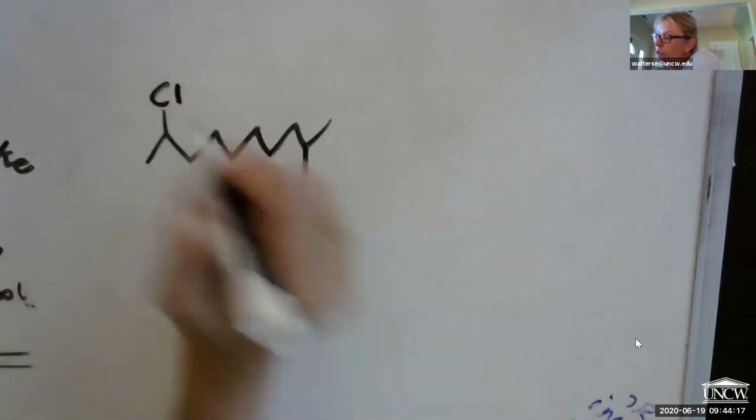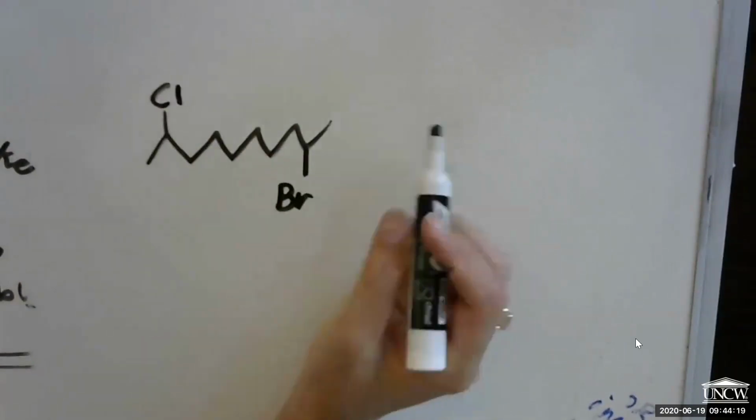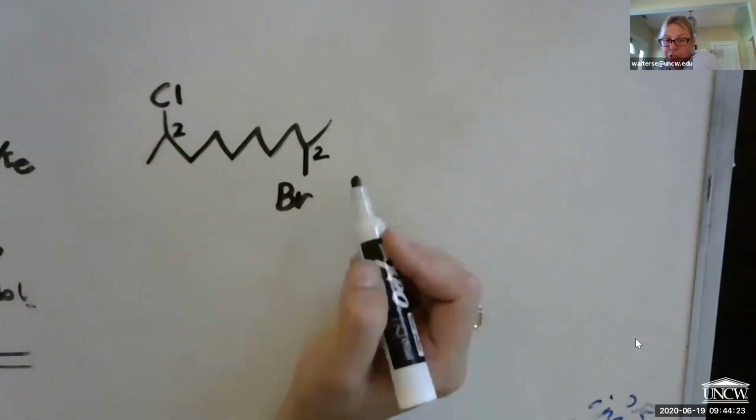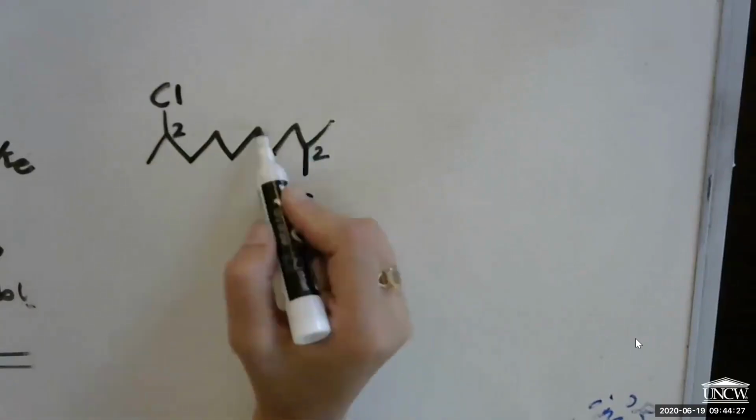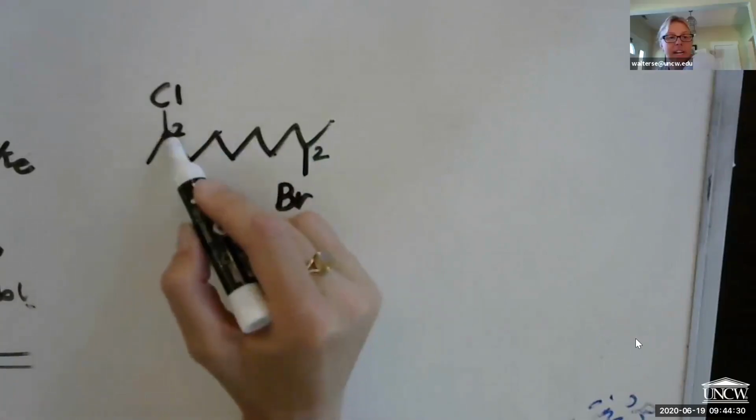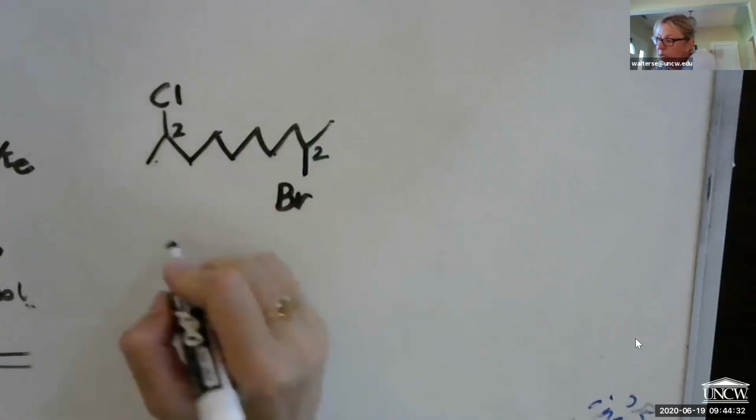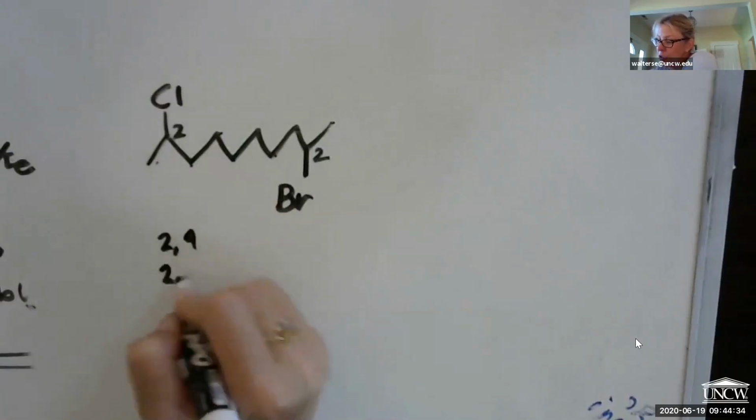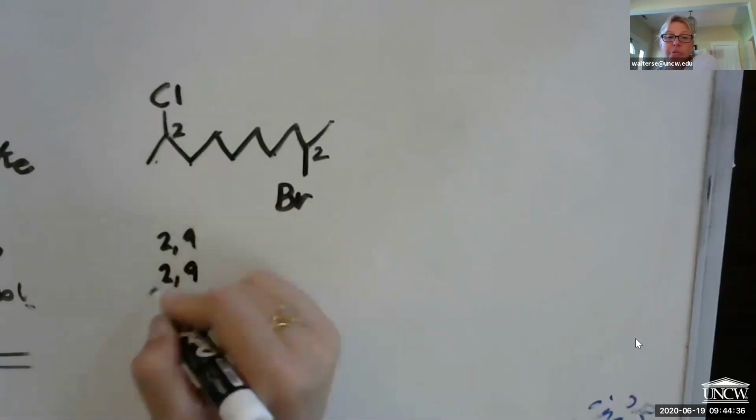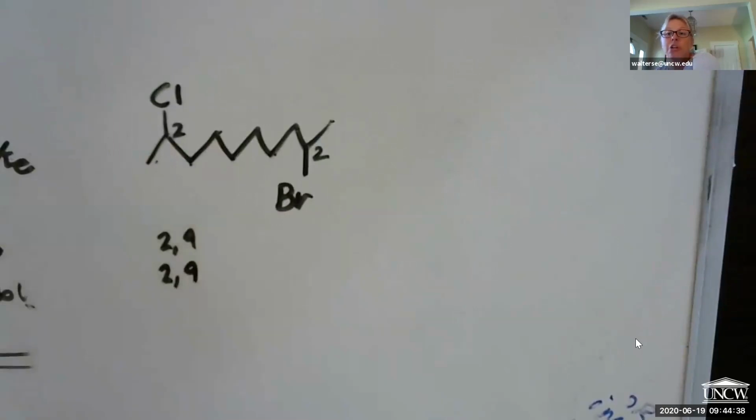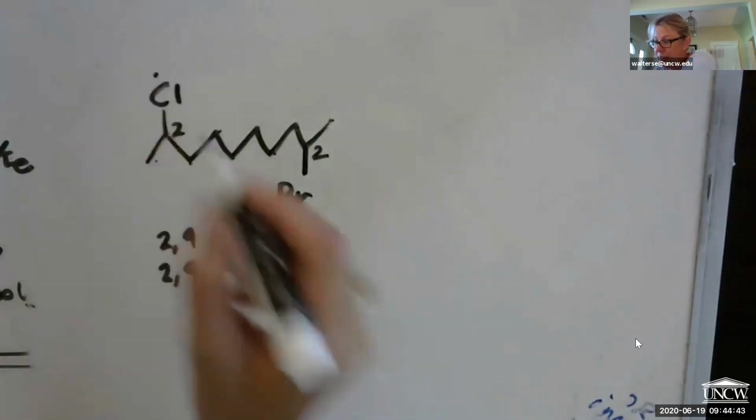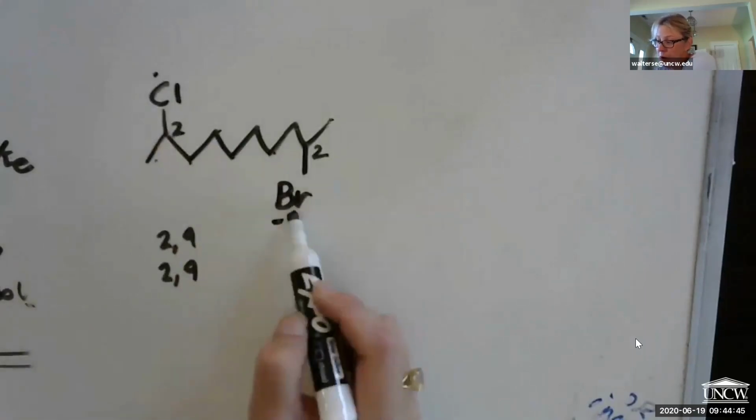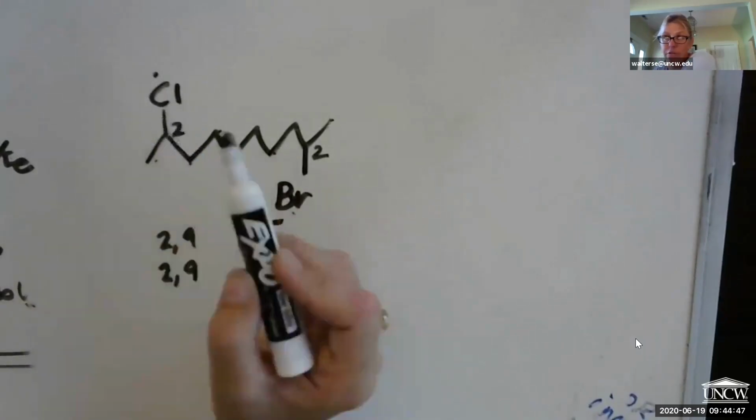So let's say you have a chlorine and a bromine. And so this would be carbon 2, and this would be carbon 2. So let's see, 1, 2, 3, 4, 5, 6, 7, 8, 9, 10. So it would be 2, 9 versus 2, 9. Well, you can't distinguish between them. So then you use the alphabet. And since B comes before C, this would be 2-bromo, 9-chloro, decane.